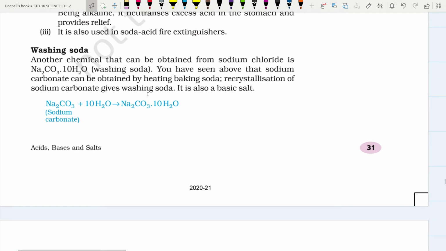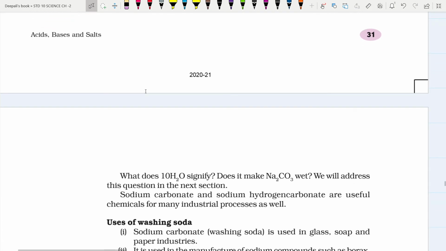Another chemical that can be obtained from sodium chloride is Na2CO3·10H2O, that is washing soda. You have seen above that sodium carbonate can be obtained by heating baking soda. Recrystallization of sodium carbonate gives washing soda. It is a basic salt. So Na2CO3 plus 10H2O gives Na2CO3·10H2O.